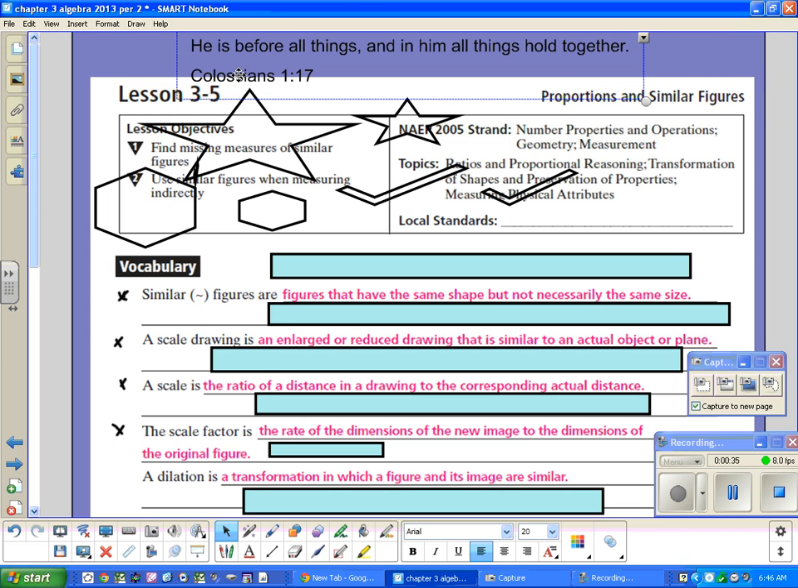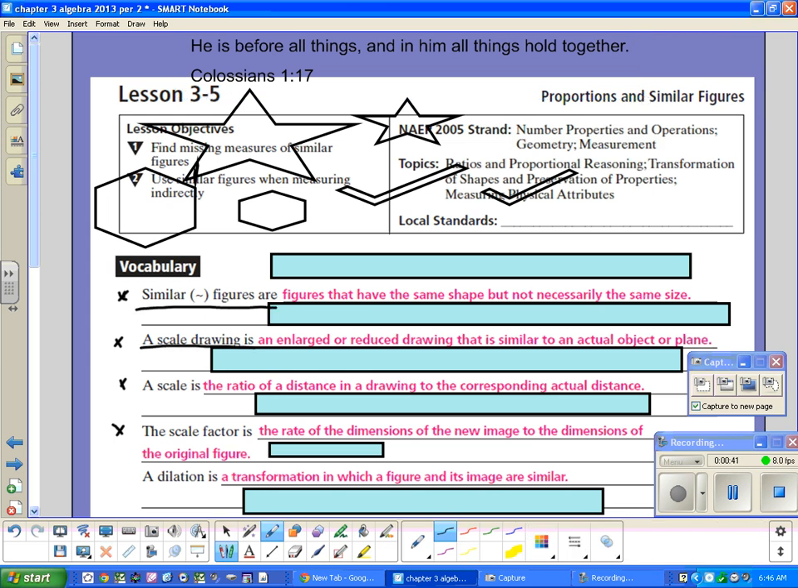So you should be filling in the notes here for this section. You can pause the video if you need to take a second to fill those in. You can abbreviate to similar figures, figures that have the same shape, but not necessarily the same size.